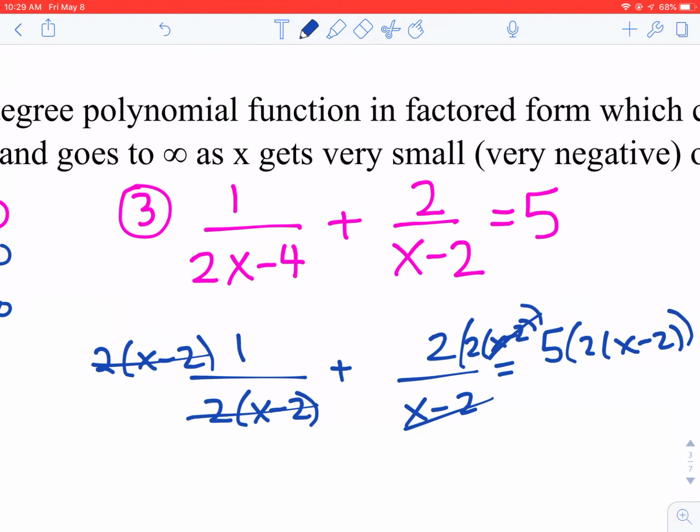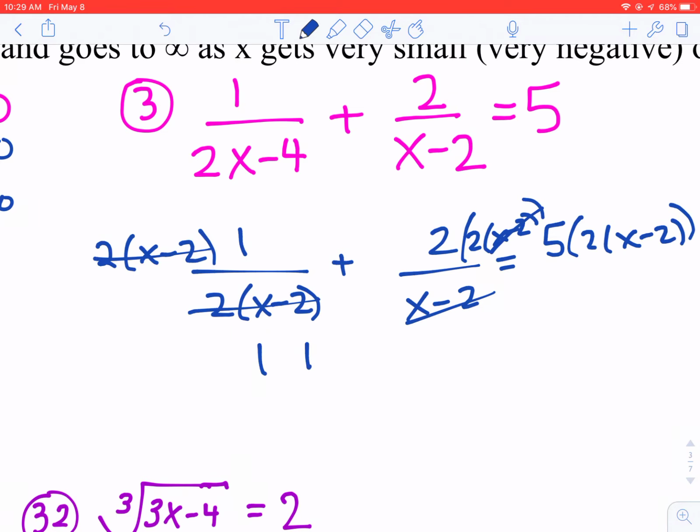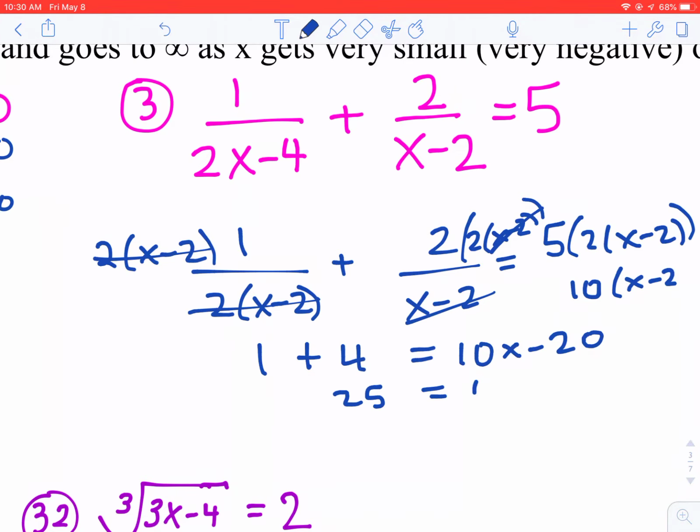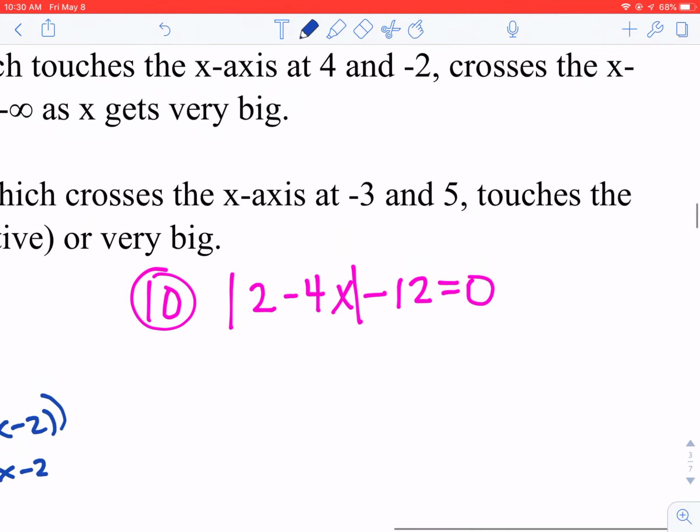Boom, boom. So I end up with 1 plus 2 times 2 is 4 equals, this becomes 10 times x minus 2. So then this is 10x minus 20. So I add 20 to both sides. I get 25 equals 10x. So x equals 2.5. Remember, you need to double check to make sure that your answer doesn't make a denominator of 0, right? And the only number that would make a denominator of 0 would be 2. This is 2.5, so we're good. So x equals 2.5.